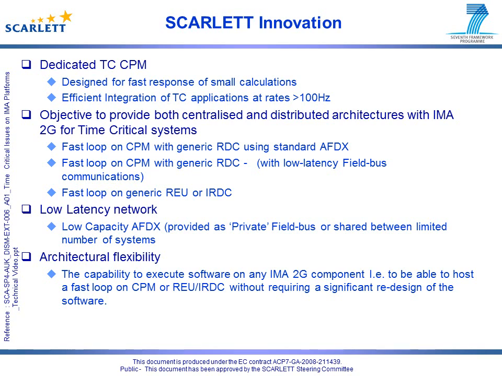The innovations, compared to IMA 1G, being driven by Scarlett are a dedicated TC CPM designed for a fast response with simple calculations and efficient integration of TC applications and minimal overhead, for example fast context switching. Given the short processing times expected, unless specifically addressed, context switching could form a significant part of the timing budget. The drive is to host all TC functions on IMA 2G using common resources, regardless of required response time.